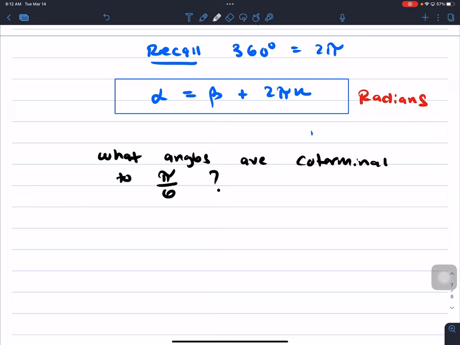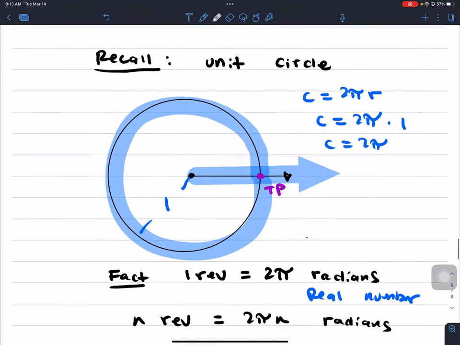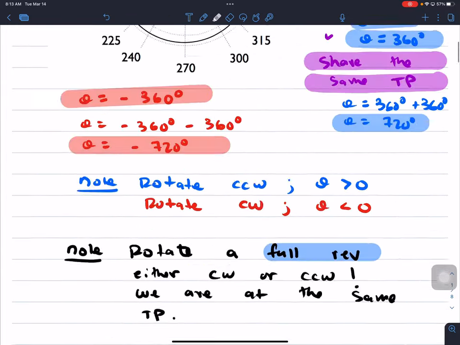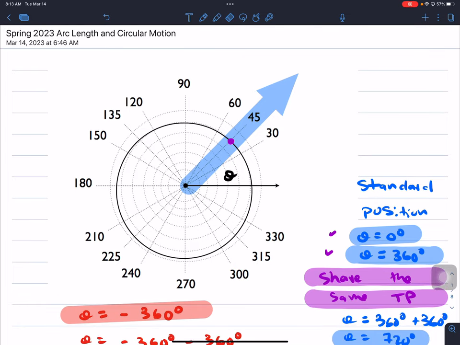How about this? Even better, pi over 3. There's a reason why I'm going to do pi over 3. Do you guys remember what pi over 3 is in terms of degrees? 120? Oh, wait, sorry. Isn't that 60 degrees? Remember, we started the day by looking at 30 degrees and 45 degrees.